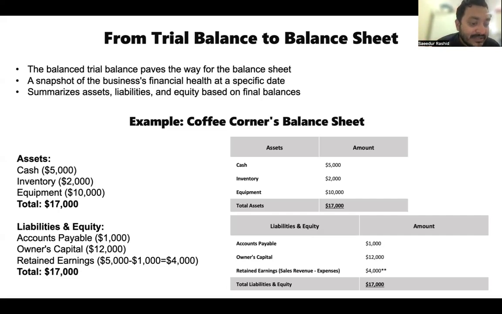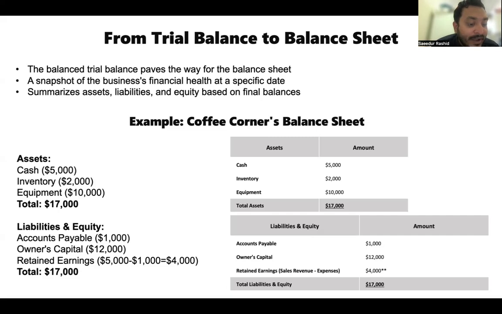Now, ensuring balances. Remember the accounting equation. The total value of assets in the balance sheet must always equal the sum of liabilities and equity. This ensures the financial picture we present is accurate and reflects the company's true financial standing.